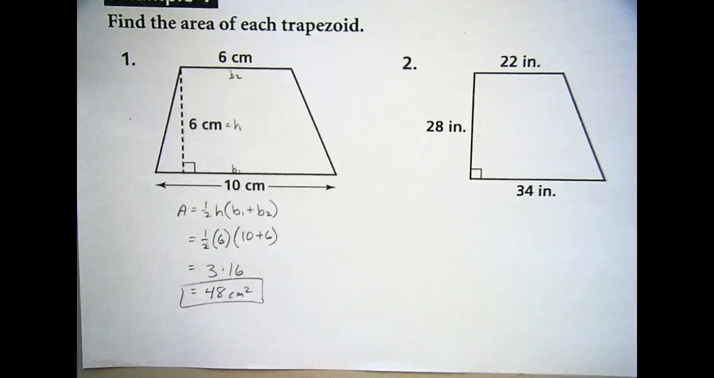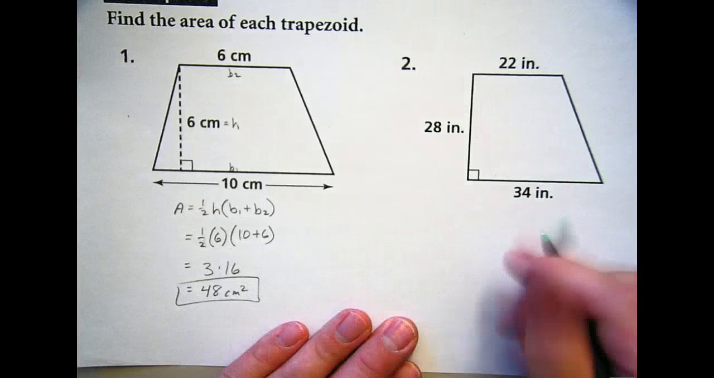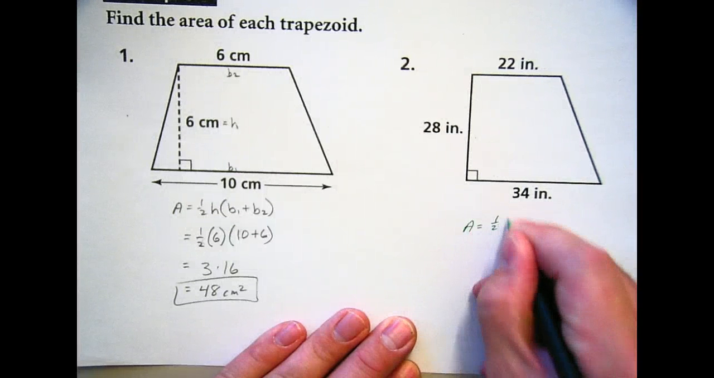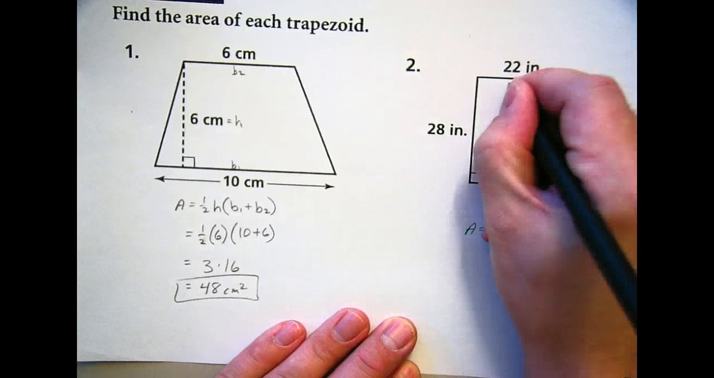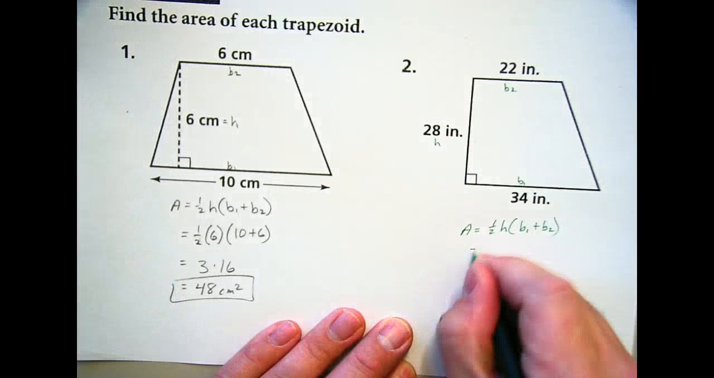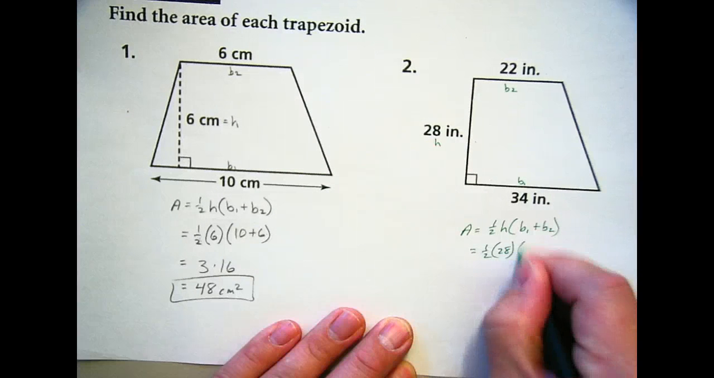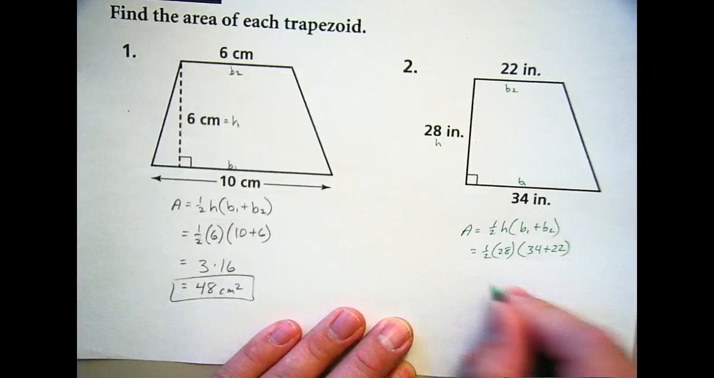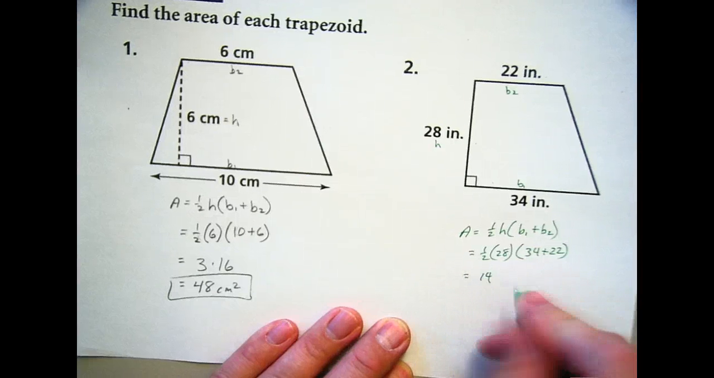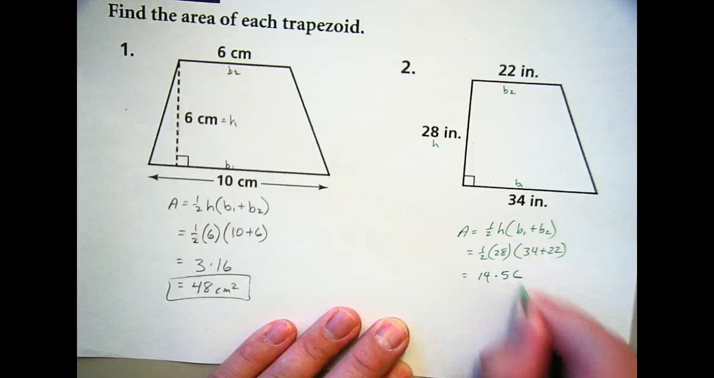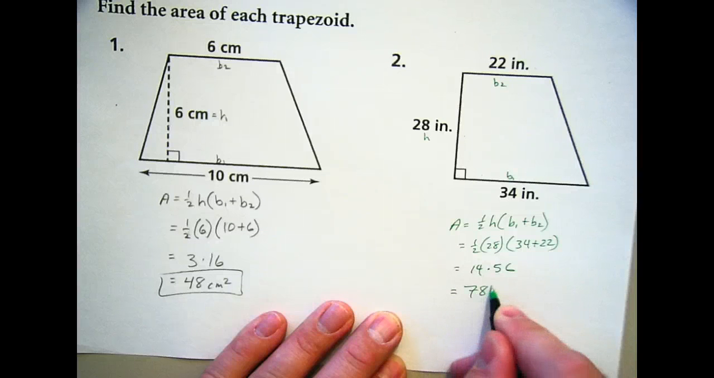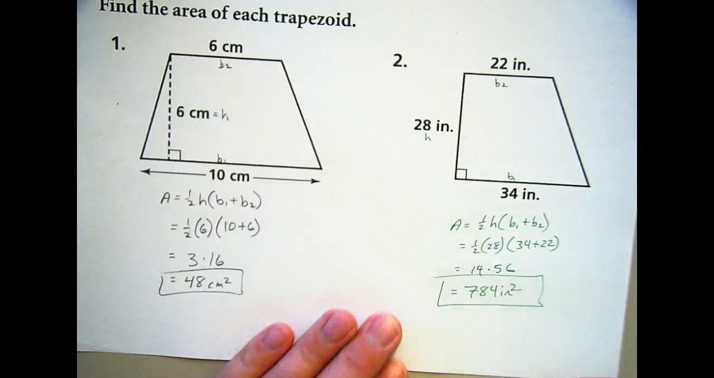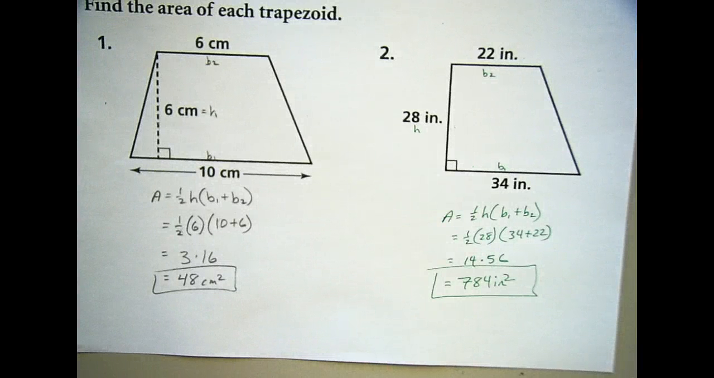Okay, tell your neighbor what you got for number 2. What's 56 times 28? It is 1,568. Divide by 2? 784, which is what I thought. Okay. So 34 and 22 gives me 14 times 56, which is 784 square inches. Okay. How many got it? All right. Any questions?